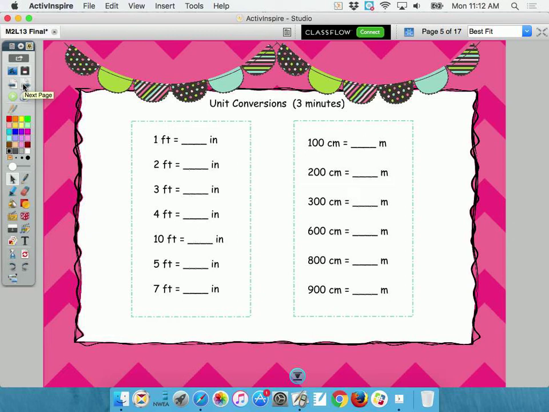And let's go ahead and fill in these measurements. How many inches are in 1 foot? 12. So I think you can figure out the rest of these, right? How many centimeters are in 1 meter? 100 centimeters. 1 meter. Okay, go ahead and finish those and I'll pull sticks.